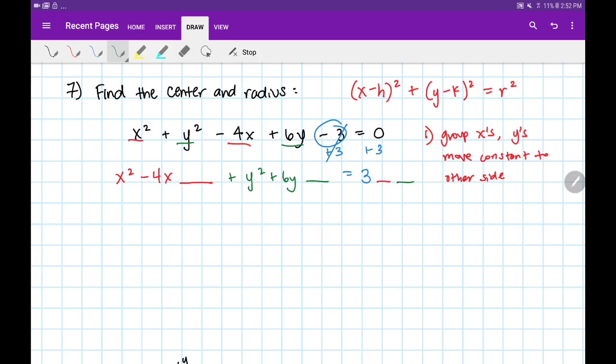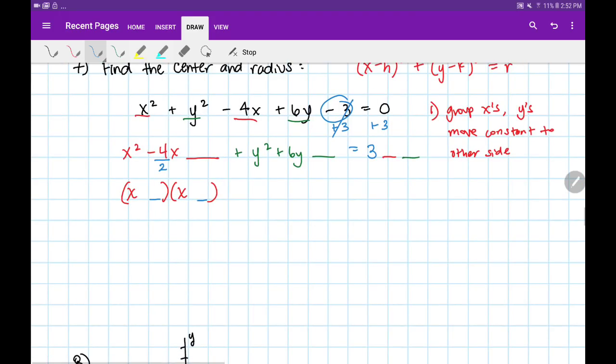Okay, guys, we're ready to complete our square. Here's how it works. I need to rewrite x squared minus 4x, and there's a missing number, as something times itself. So the way we figure out what this missing number is, we'll divide b by 2. So negative 4 divided by 2 gives me negative 2. So I have x minus 2 times x minus 2.